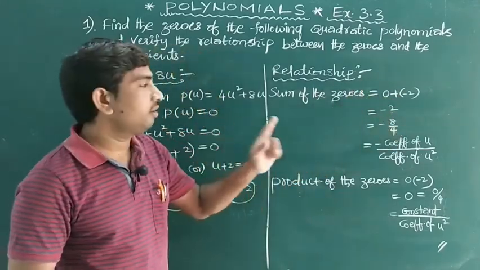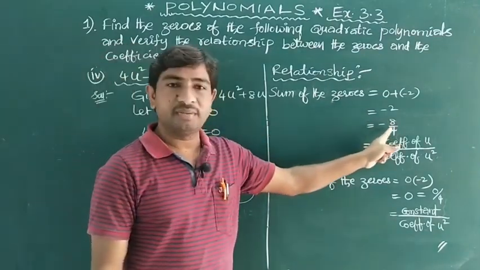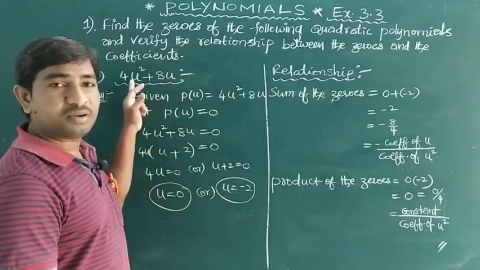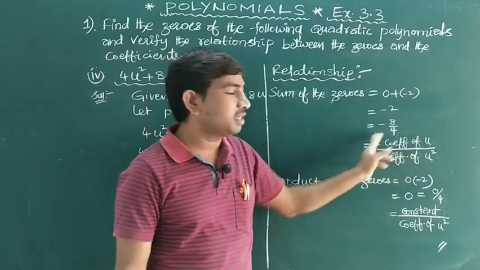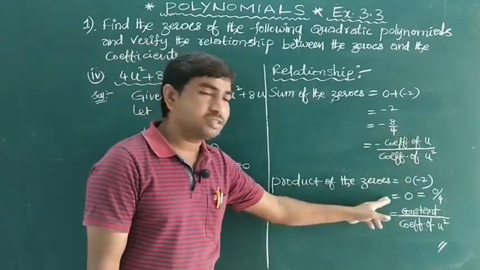This minus 2, according to our problem, we can write it as minus 8 by 4. This minus 8 is what? Coefficient of u, and 4 is what? Coefficient of u square. So that we have to get. Now the product of the zeros, 0 into minus 2. 0 into minus 2 is equal to 0.